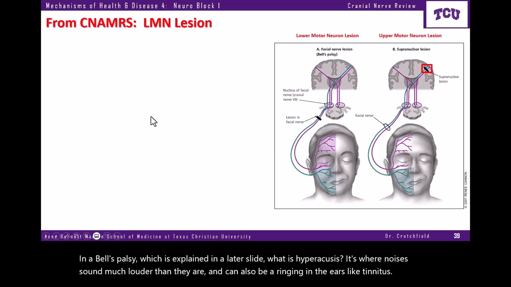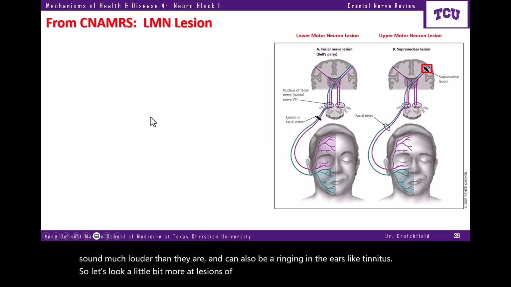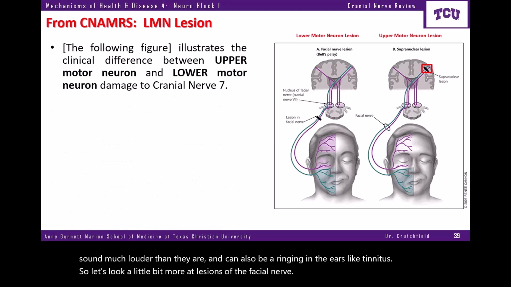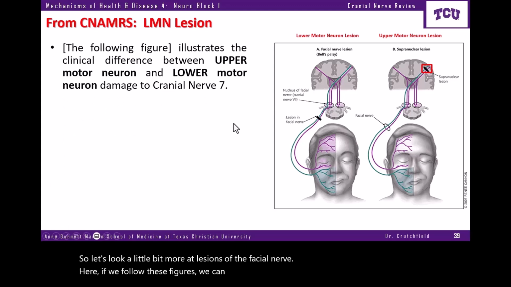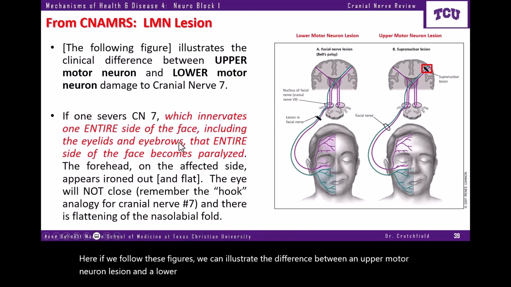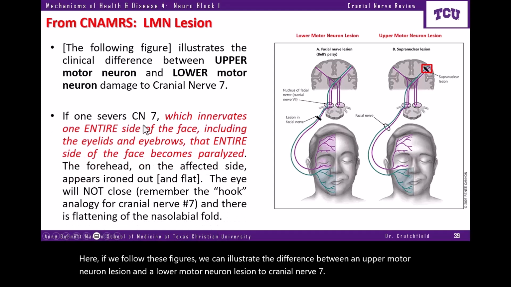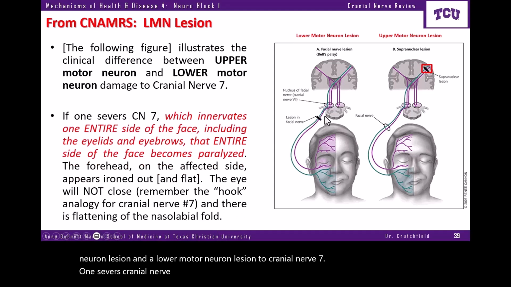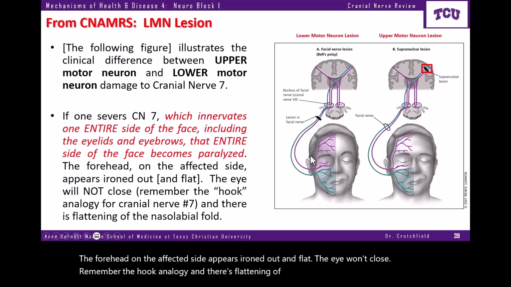So let's look a little bit more at lesions of the facial nerve. Here, if we follow these figures, we can illustrate the difference between an upper motor neuron lesion and a lower motor neuron lesion to cranial nerve 7. If one severs cranial nerve 7, which innervates the entire side of the face, including the eyelids and eyebrows, that entire side of the face becomes paralyzed. The forehead on the affected side appears ironed out and flat. The eye won't close, remember the hook analogy, and there's flattening of the nasolabial fold.